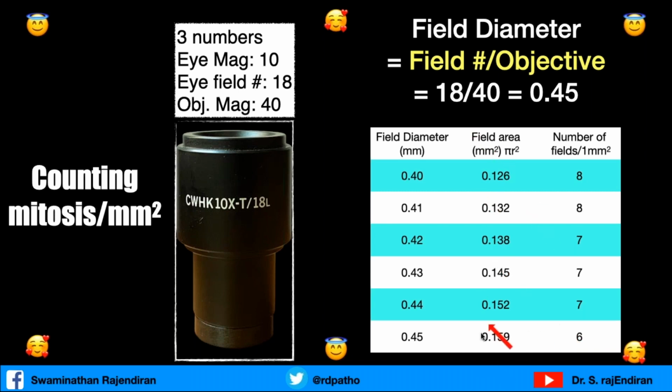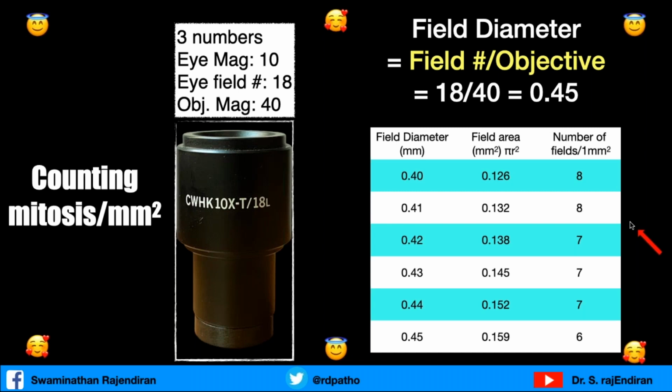Forget about the field area. Field area is calculated by pi r square, but when you know the field diameter, that is more than enough. Okay, so field diameter and the number of fields per millimeter square. This is the easiest way to count it per millimeter square.